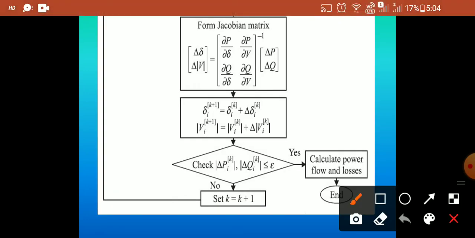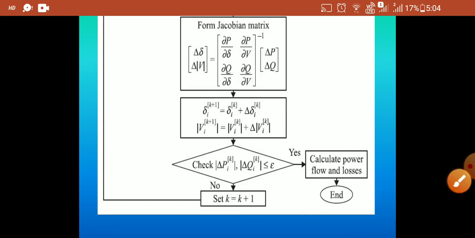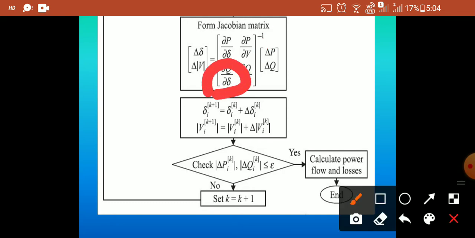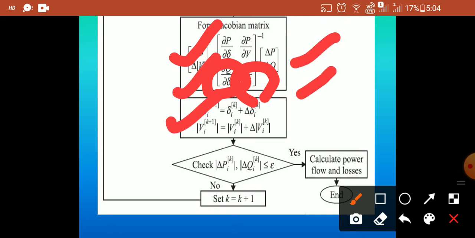If it is within the bus, then we have to form the Jacobian matrix elements: dou P by dou del, dou P by dou V, dou Q by dou del and dou Q by dou V. So del del, del V, del P, del Q. This is the rotor angle, this is the voltage magnitude. After finding this, we must check whether it satisfies the criteria.